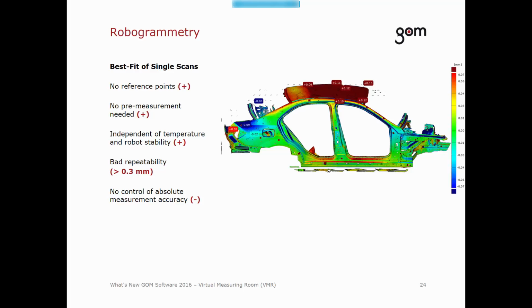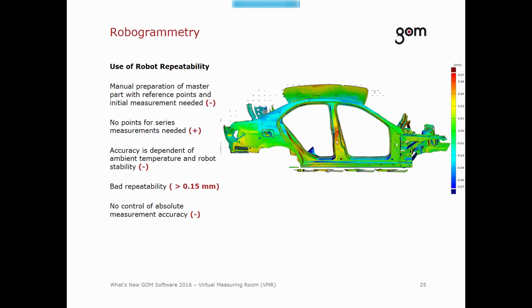Obviously, this option wasn't acceptable for us. Another approach was to use the robot repeatability, again without using photogrammetry. Robot repeatability means that the process is taught once with a master part, and the resulting robot positions can be used again for further measurements. One advantage of that method is that it doesn't need any points for the measurement series, which means a faster performance. But on the other hand, there are a lot of disadvantages.